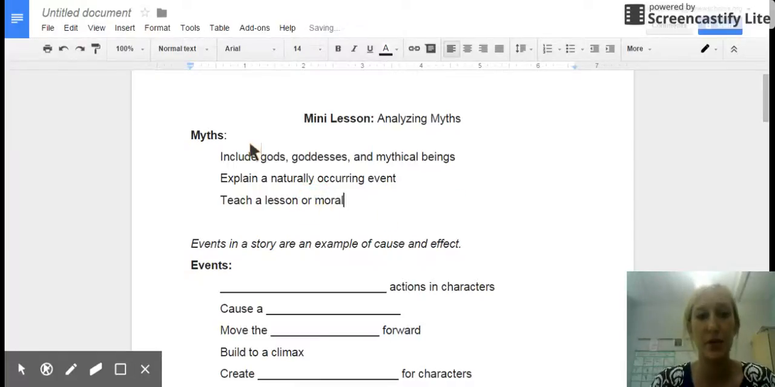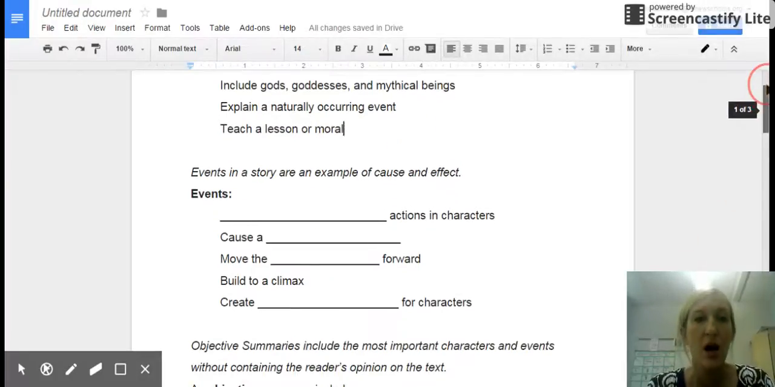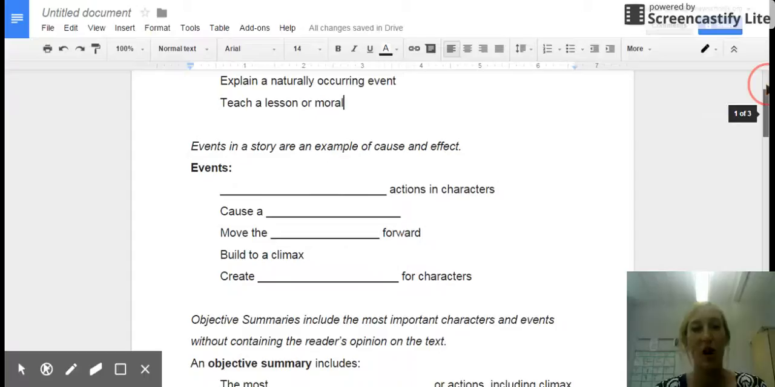Also, something that I would just write in is myths are very often heroes' journeys, which we've been studying a lot with Junior. And the one that we're going to be looking at today is also going to be a hero's journey. We're going to also be talking about the cause and effects.